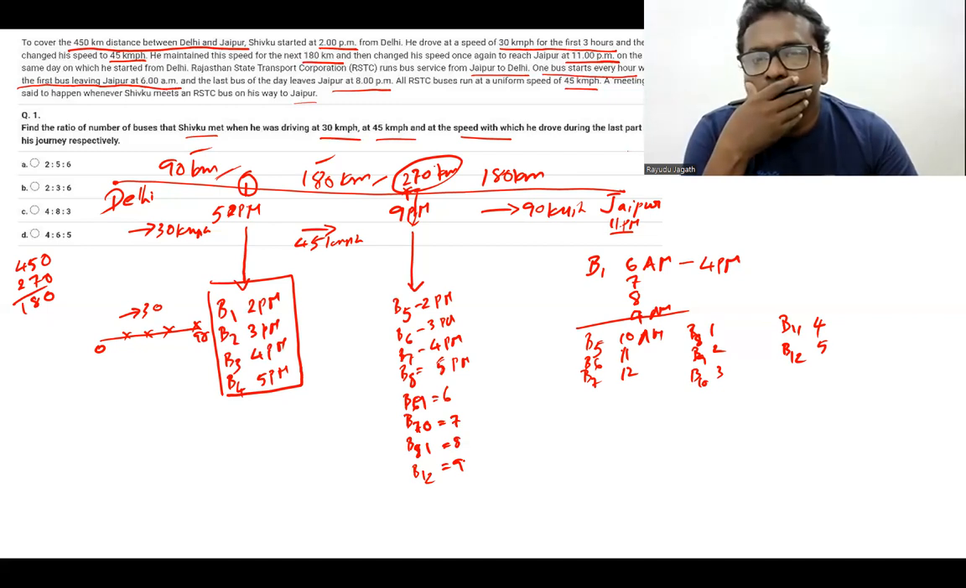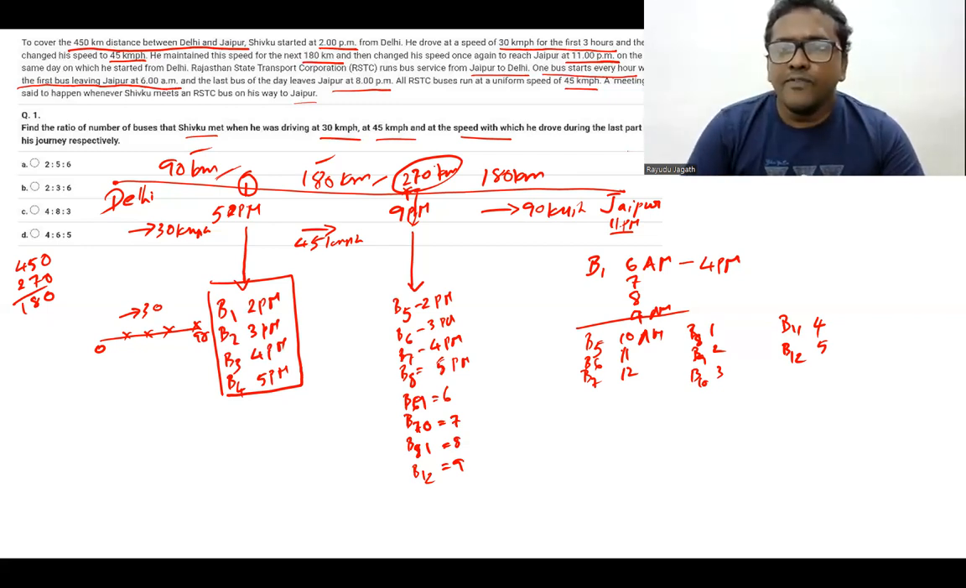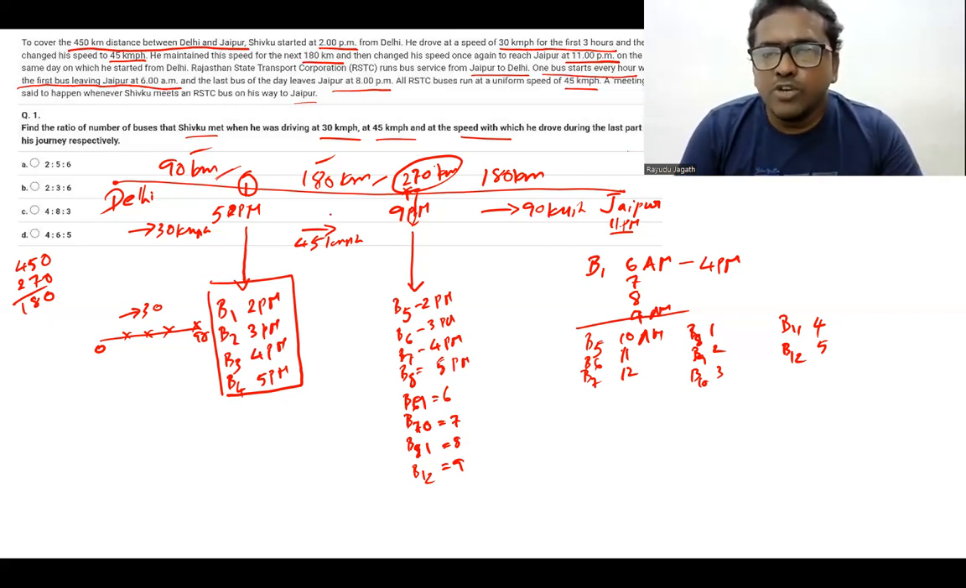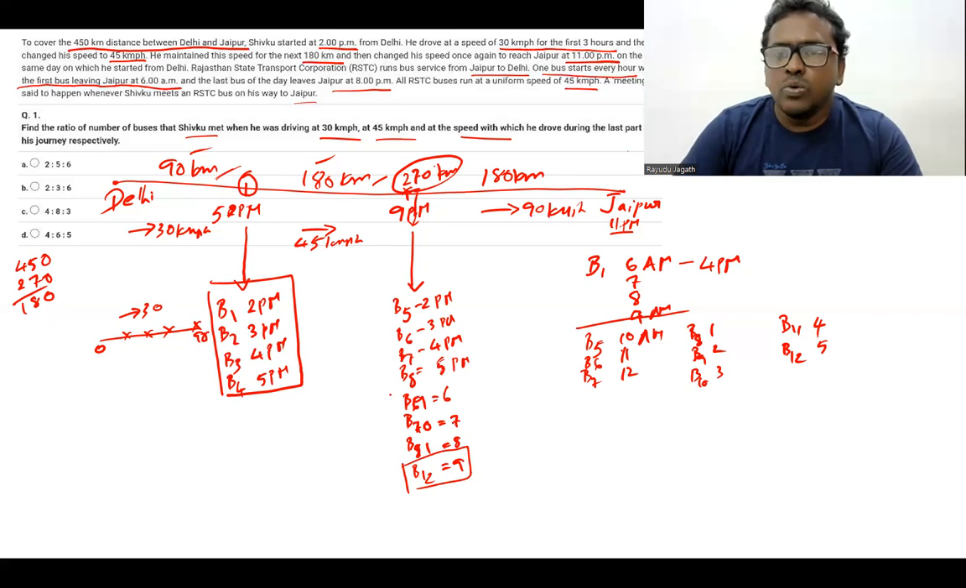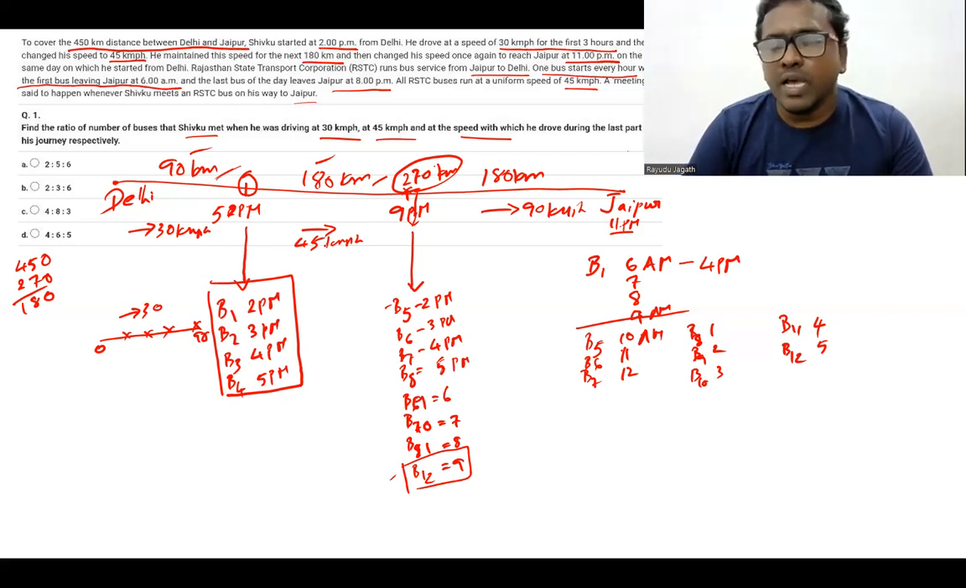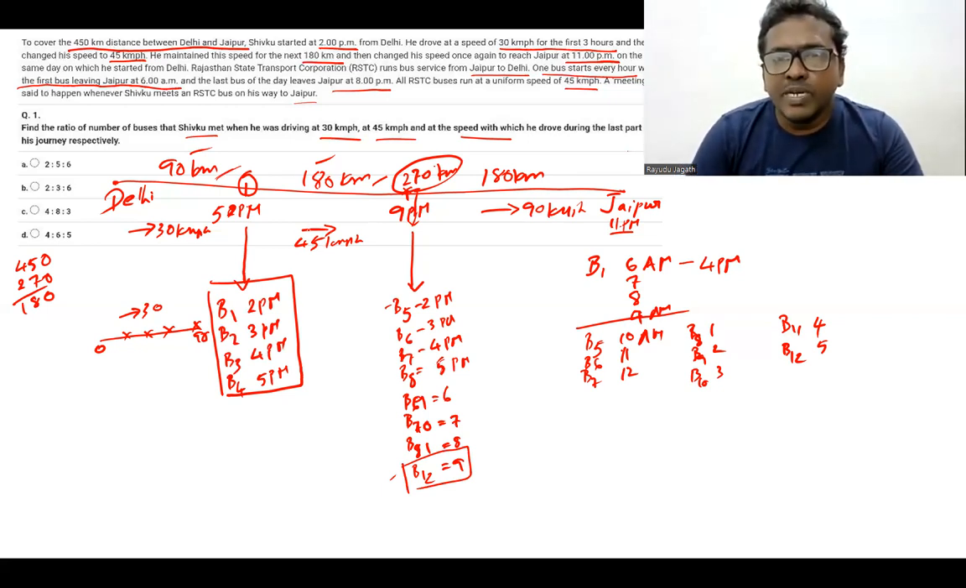So bus 5 will be here at 2 p.m. Shiva meets bus 12 exactly at the 270-kilometer point. In between this 180-kilometer stretch, Shiva will meet all the buses B5 to B12, a total of 8 buses, with a speed of 45 kilometers per hour. I repeat, Shiva is meeting them with a speed of 45 kilometers per hour.